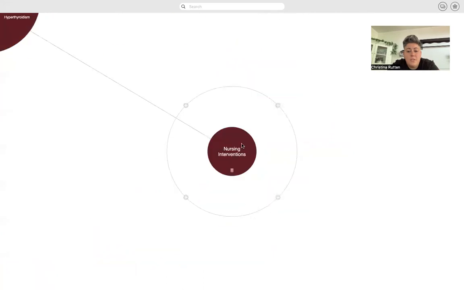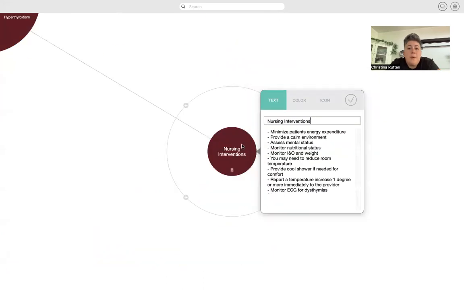Nursing interventions. You want to minimize patients' energy expenditure, provide a calm environment, assess mental status, monitor nutritional status, and monitor intake and output along with their weight. You may need to reduce room temperature and provide a cool shower if needed for comfort. Report a temperature increase of 1 degree or higher to the provider immediately, and monitor ECG for dysrhythmias.